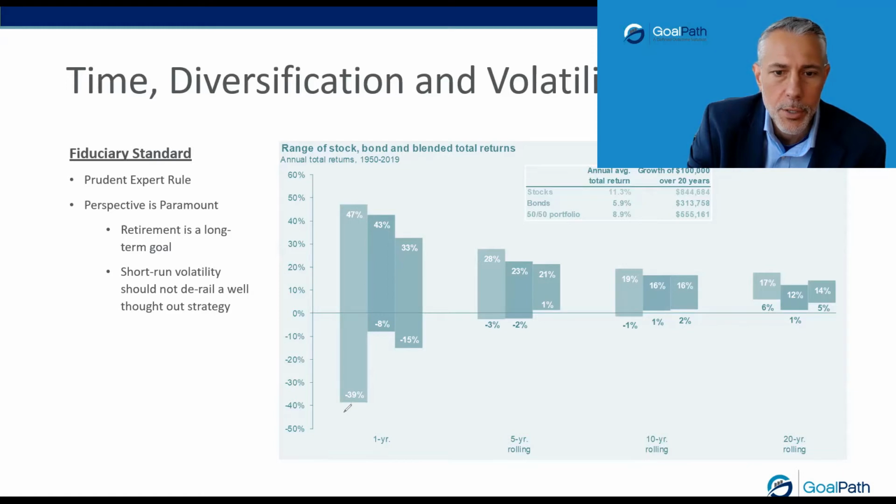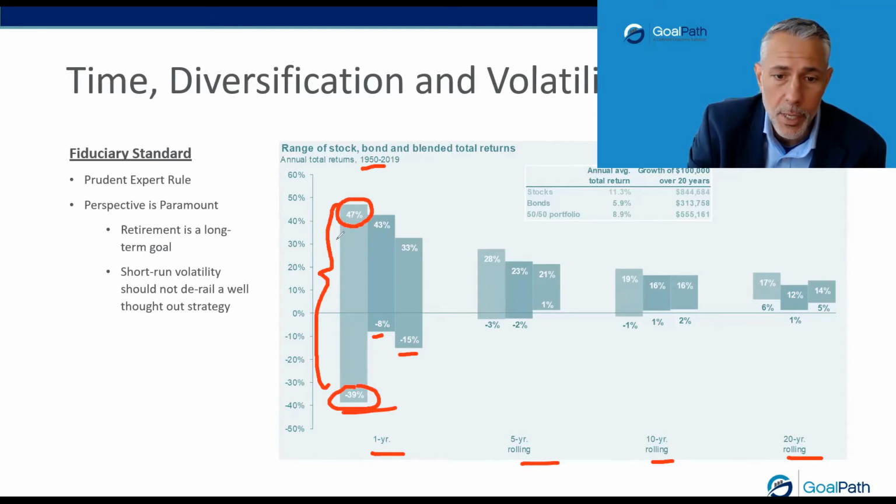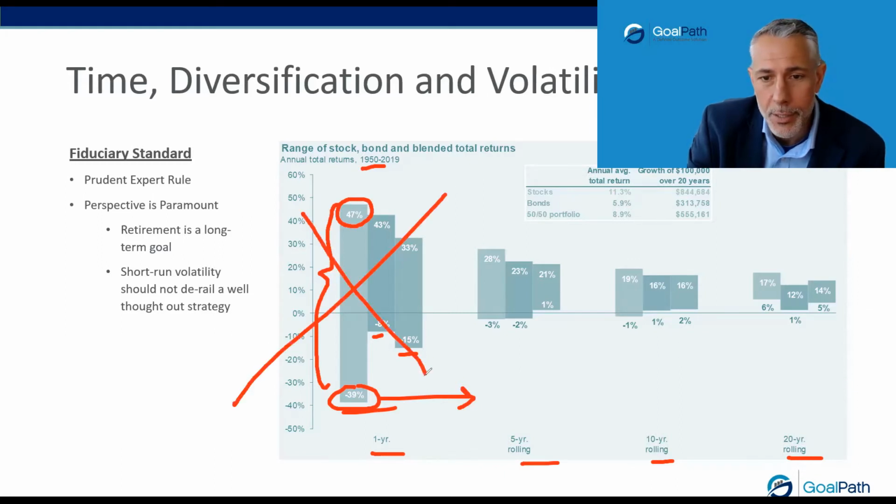So this chart shows equity markets, bond markets, and a mixed portfolio over 1, 5, 10, and 20-year time periods. And you can clearly see that over any one-year period dating back to 1950, the equity markets vary from down 39% on the low end to up 47% on the high end. And that is a lot of volatility. Anybody that gets an account statement in the mail that says down 39 is going to be worrying about the future of their retirement. This is not where your focus should be as a long-term investor.